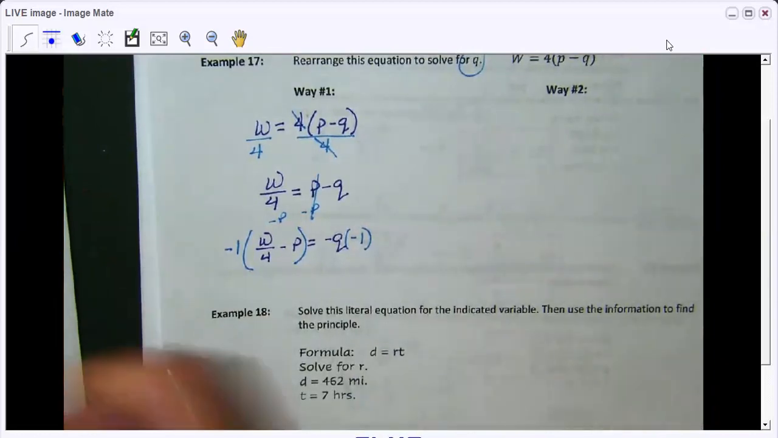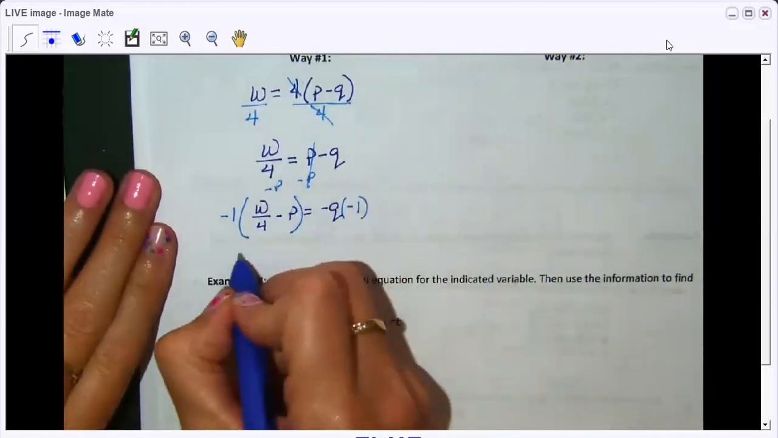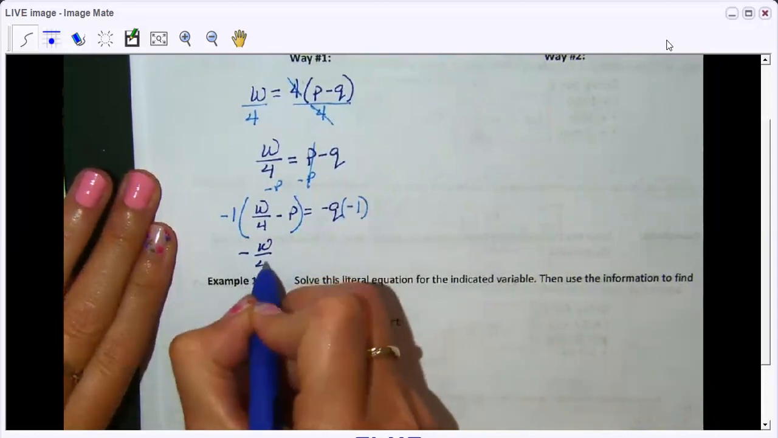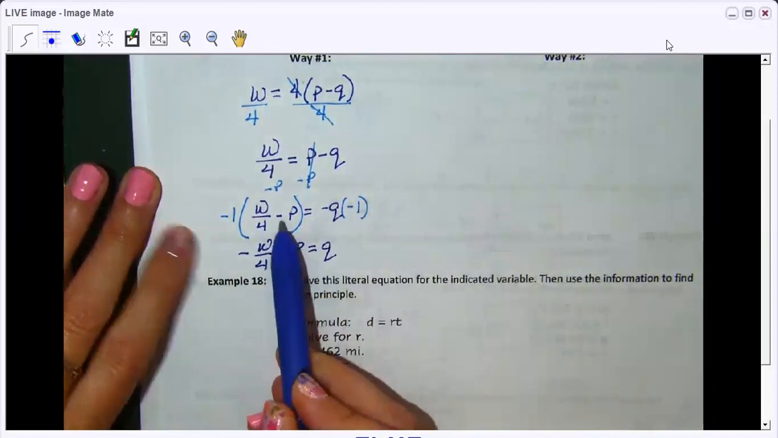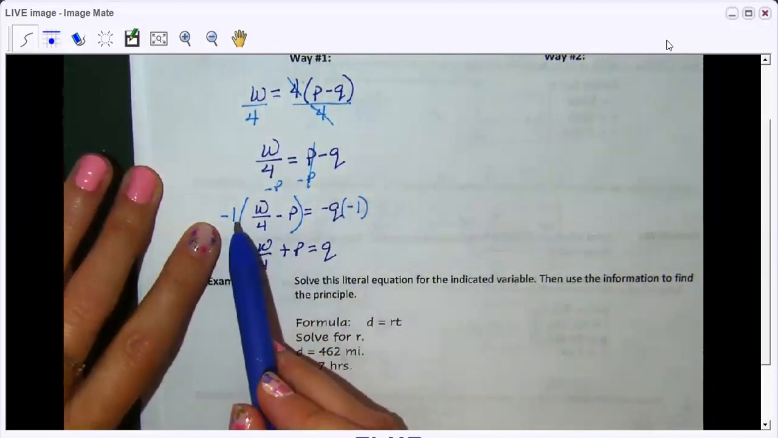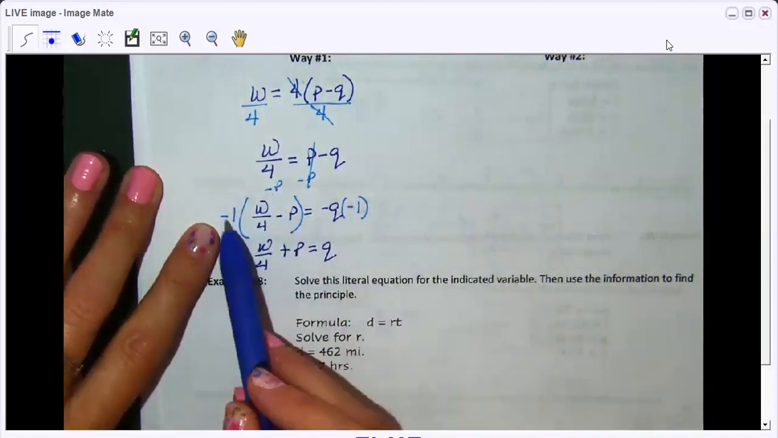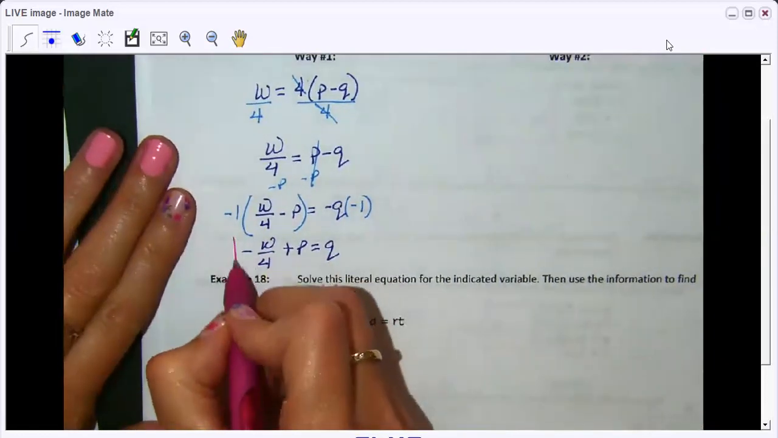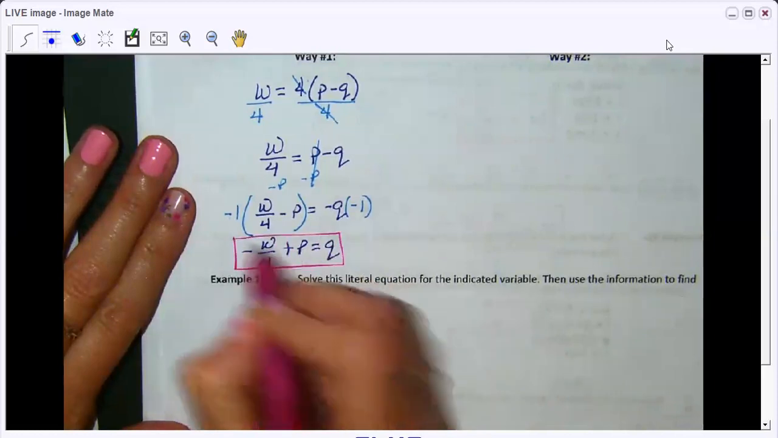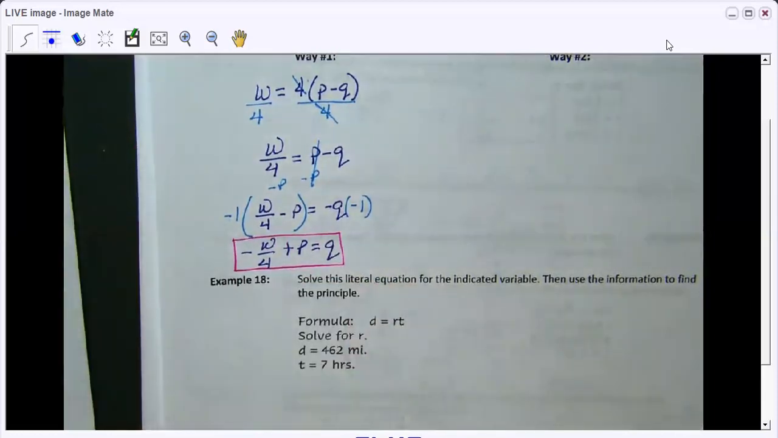So now I'm left with negative W over 4 plus P equals Q. If I multiply by negative 1, I have to distribute that negative 1 to everything on the inside of that parenthesis. And this would be my answer right here. So that's the first way. Now, some of you may like this way, but some of you may prefer way 2.